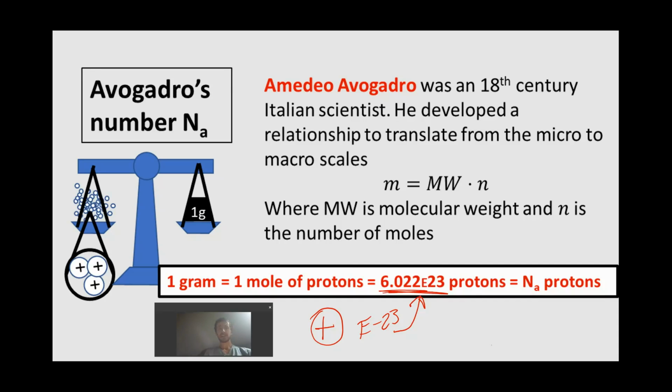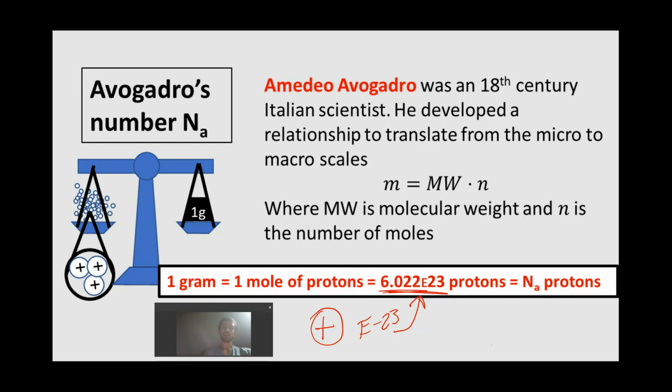And so Avogadro's like, okay, if only I knew how many protons it would take to get to a gram. Because a gram is something I can measure. A gram is something I can look at and hold and feel. I can't feel a proton, and I definitely can't count them. But I can figure out how much mass I have, and I can do that fairly accurately.